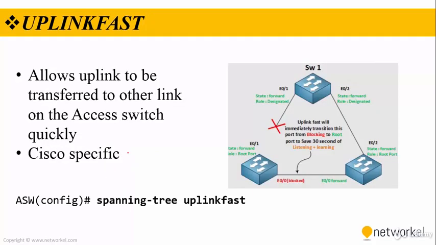Let's start with UplinkFast first. UplinkFast allows the uplink to be transferred to another link on the access switch quickly, and that's a Cisco-specific feature. For example, when a problem occurs in the root port, the port with the lowest cost value is immediately replaced by the root port. In a total of 1 second, the link is returned to normal.